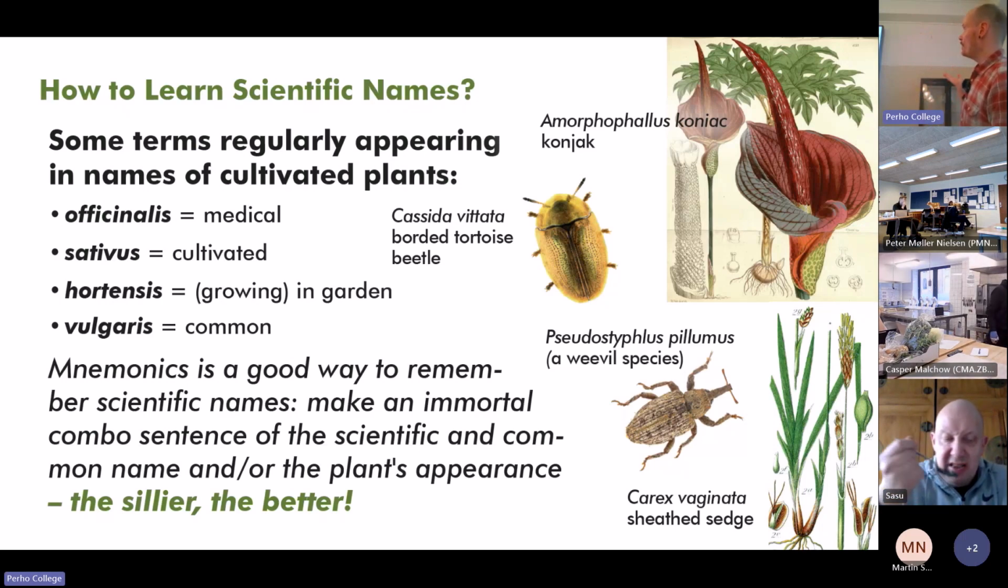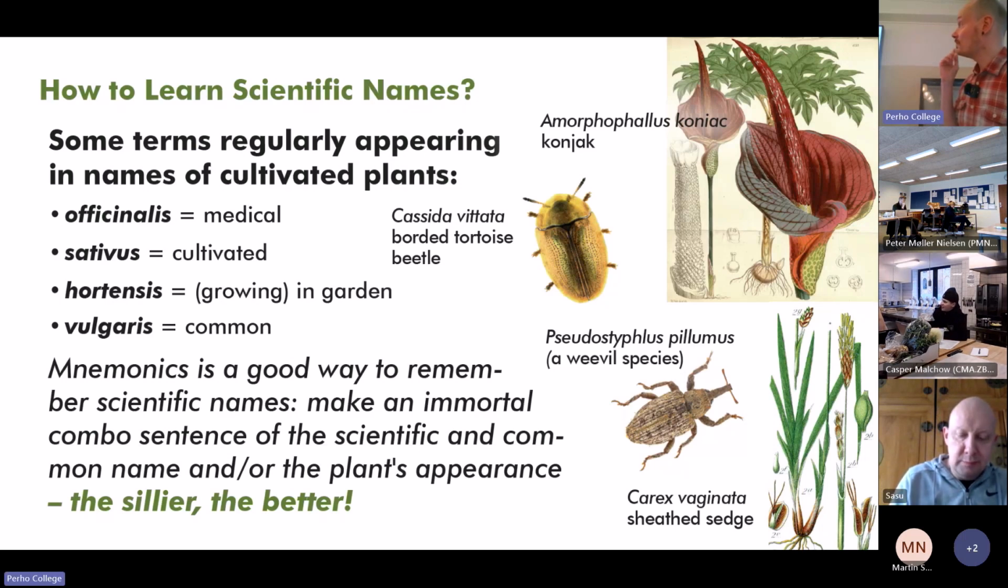Here are some examples of scientific names that might be easy to remember. You might find some ideas how to remember these. These are not the ones that you have to learn, but just examples. For example, this Amorphophallus konjac, an arum plant. Amorphophallus literally means deformed penis. And in English, it's called konjac. It's the species that, from the roots, they make these shirataki noodles.